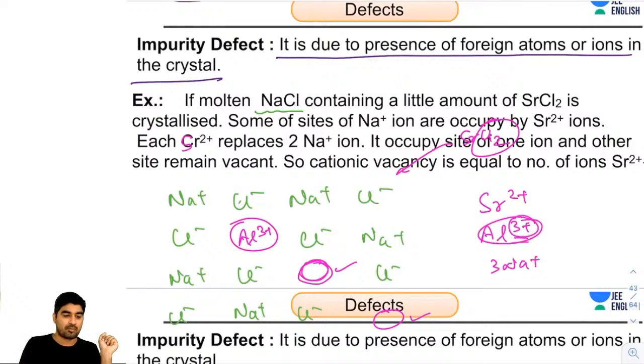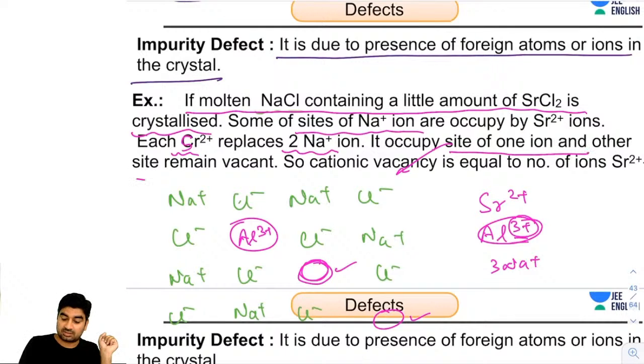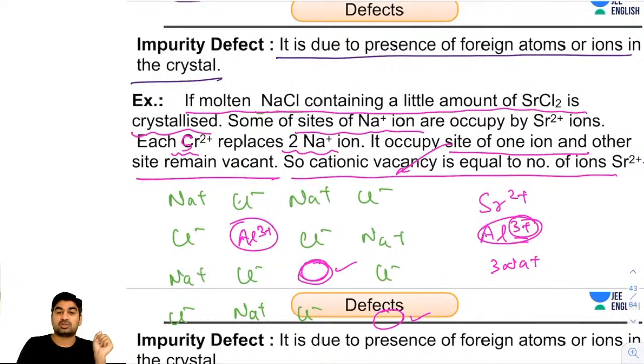Got it? So guys, if molten NaCl containing a little amount of strontium chloride is crystallized, then some of the sites of Na plus ion are occupied by strontium ions, and each strontium ion replaces 2 Na plus. It will occupy the site of one ion and the other will remain vacant. So cation vacancies are equal to the number of strontium ions. Got it?